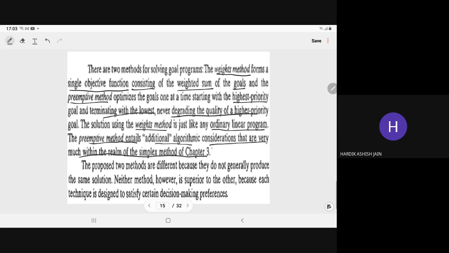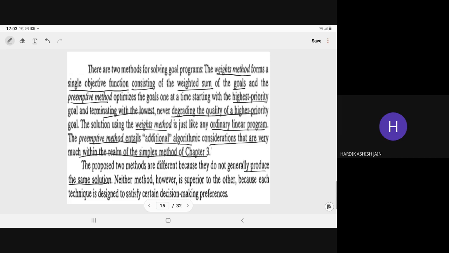In chapter 3 you have studied the simplex method, right? And advanced methods, the dual simplex method, generalized simplex method. So we have to go with that. Now, the two proposed methods are different because they do not generally produce the same solution. You will see that by both methods we get different solutions.